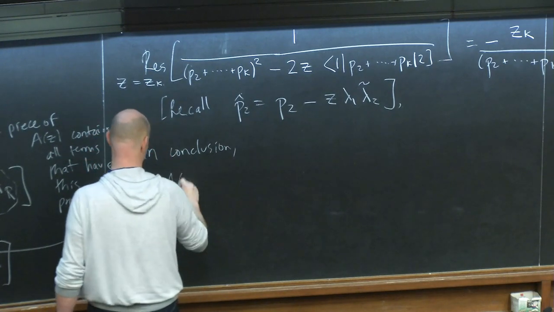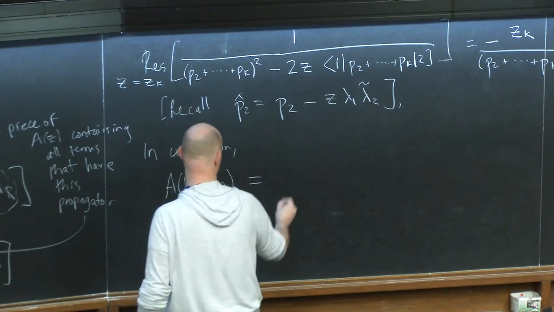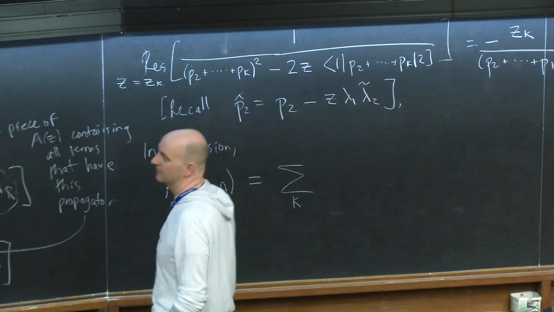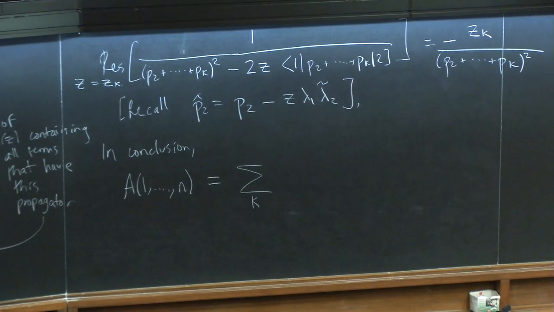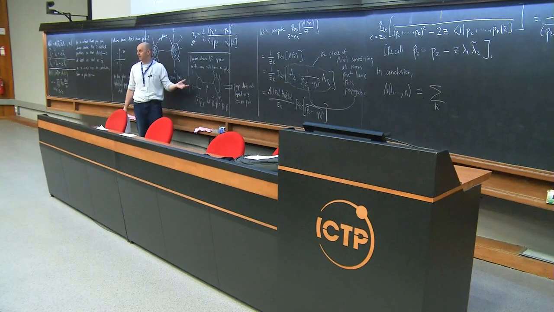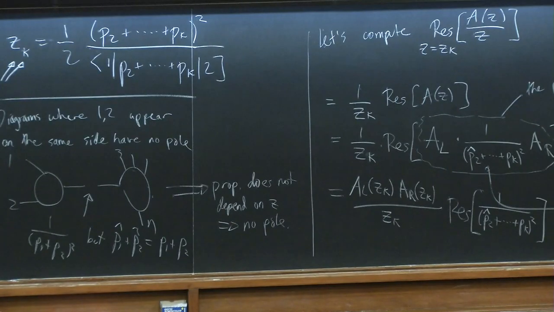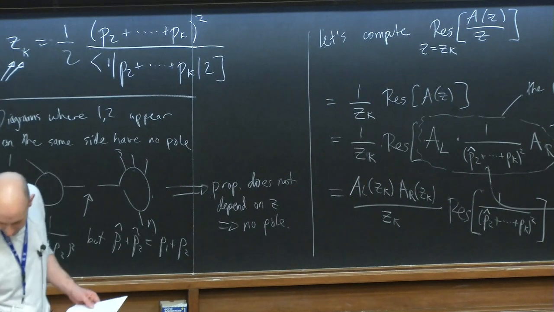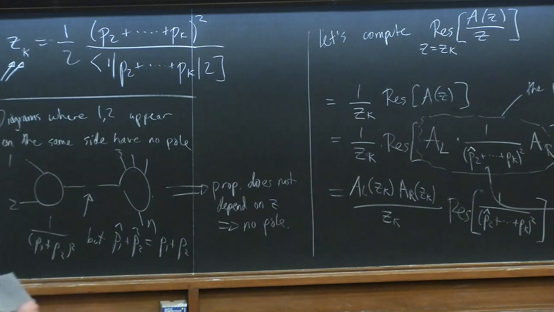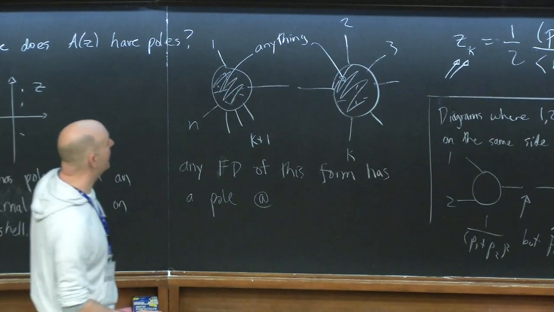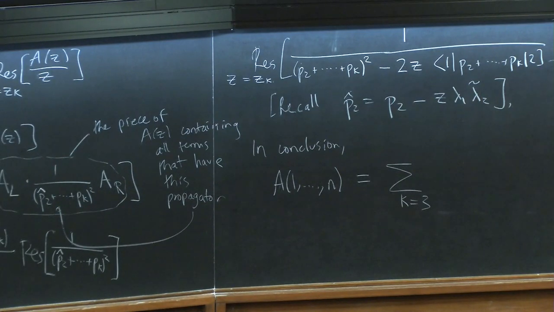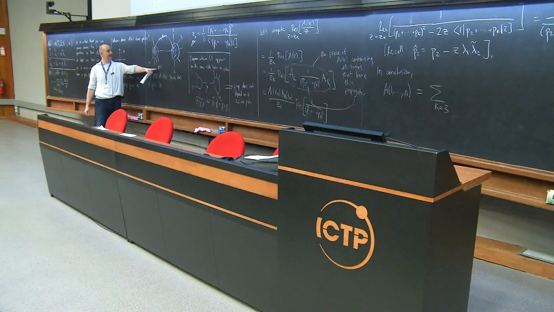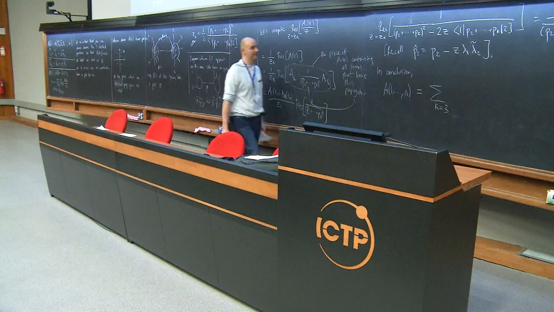So in conclusion, the amplitude we're interested in, 1 through n, can be written as a sum over k. And let's think for a moment about what's the range of k. Well, you need to have at least 3 particles on both sides of this cut. Otherwise, you get 0. So the minimum value of k is 3. And the maximum value of k, well, you need k plus 1, and the biggest value that can be is n. So the maximum value is n minus 1.